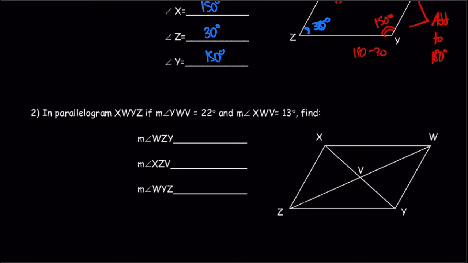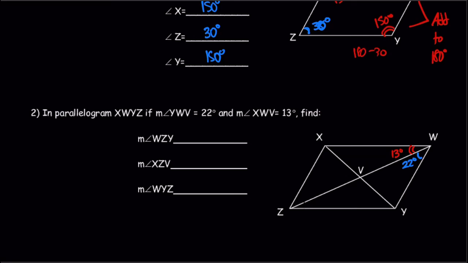So now if you notice, it says in parallelogram XWYZ, the measure of angle YWV is 22 degrees. YWV. So that's this angle right here. That's 22 degrees. Again, that's just this one. Then it says angle XWV is 13 degrees. XWV. So that angle right there is 13 degrees. So that's this one.